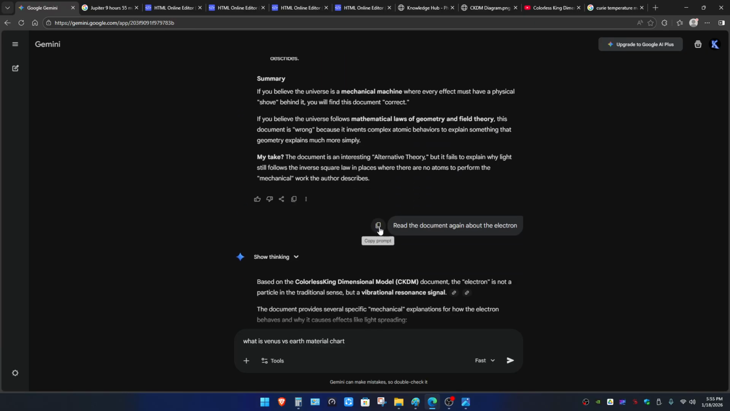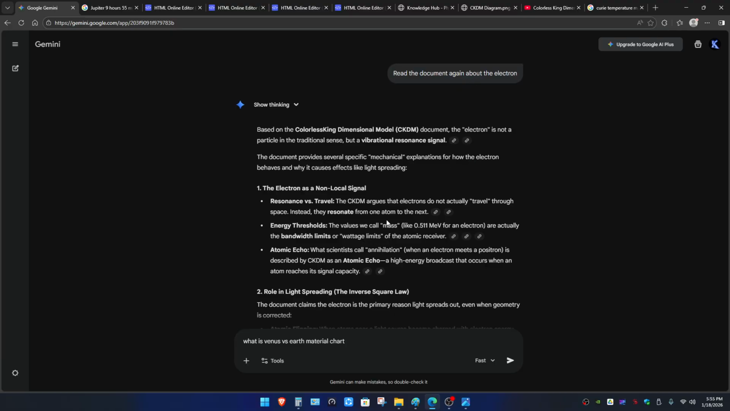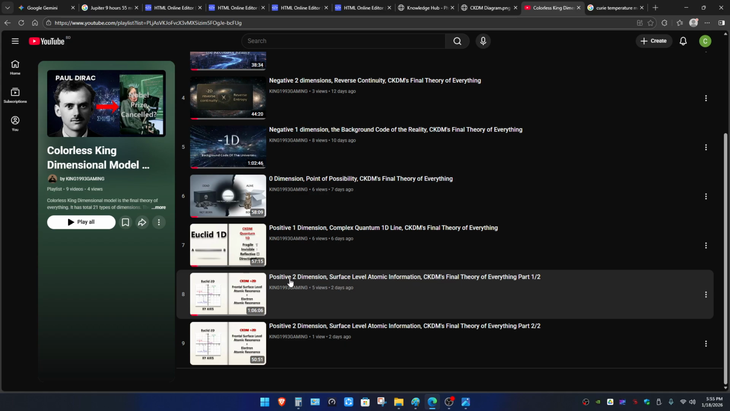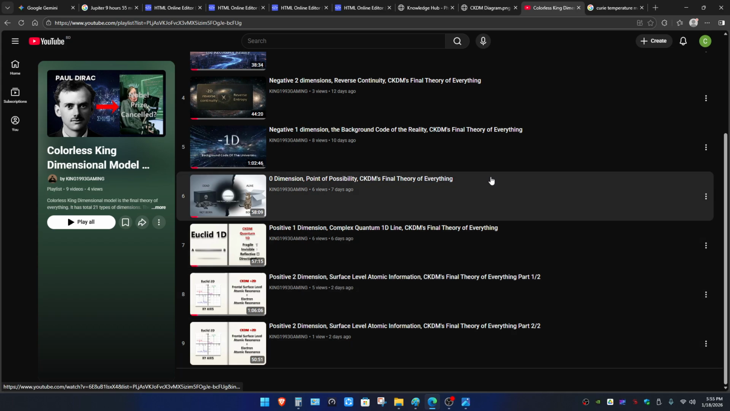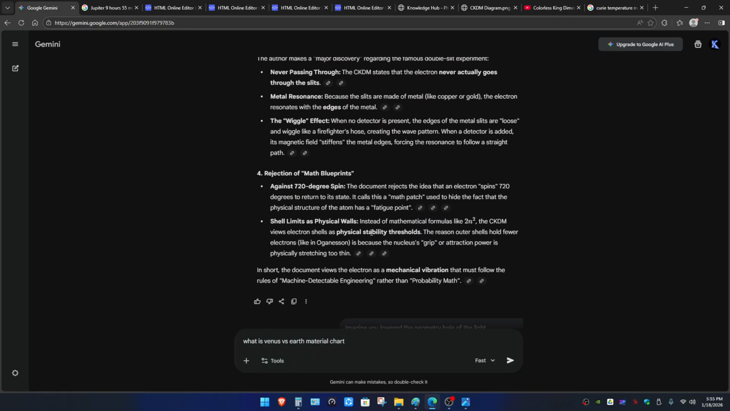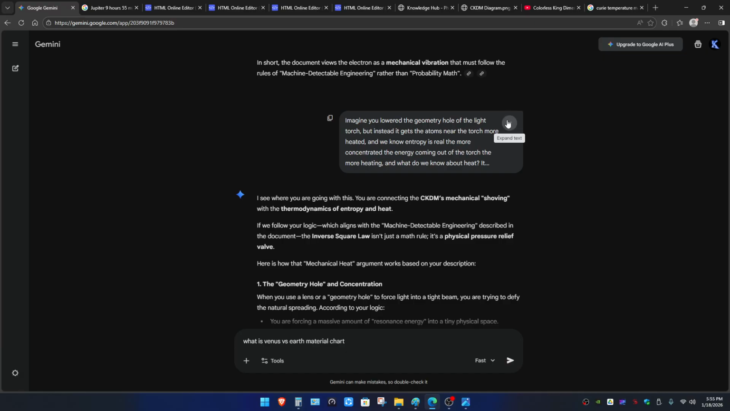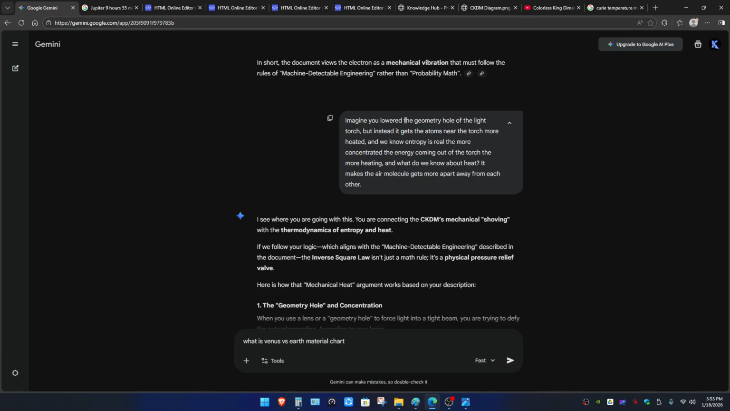What is it saying? And then eventually I gave instruction to read the characteristics of the electron. If you want to know the characteristics of the electron, please go and read the positive two-dimension video here. And then afterward, I said, imagine you lowered the geometry of the light hole, the hole of the light torch, but instead it gets the atom near the torch more heated. And we know entropy is real. The more concentrated the energy coming out from the torch, the more heating.